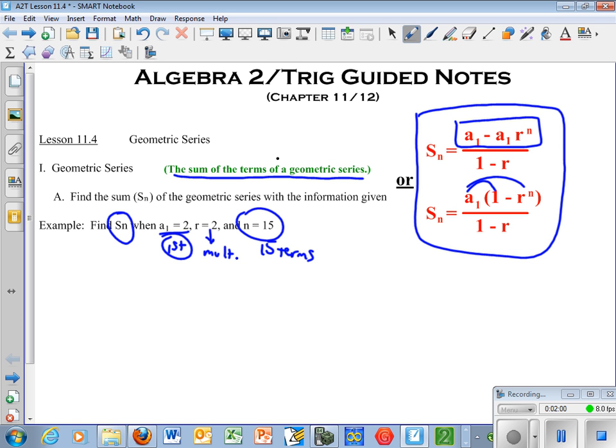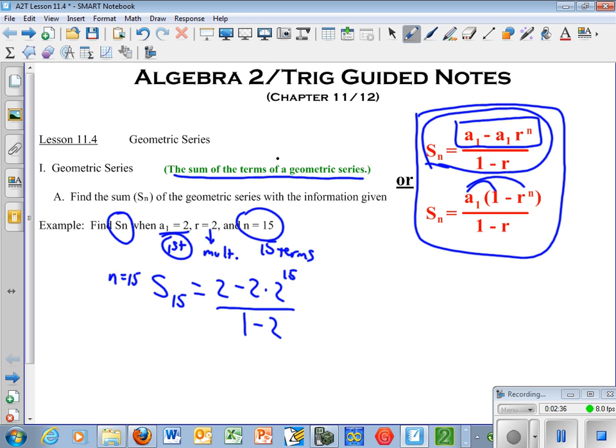So let's use the formula. I'm going to find s. Now it says s sub n right here. I am going to use s sub 15, which means n is 15. And then I'm going to use the top one there, so a1 is 2 minus 2 times r, which is 2, to the n power, which is 15. And then on the bottom, we have 1 minus r, which is 2. So I am using this top formula. I just plugged all my values in there.